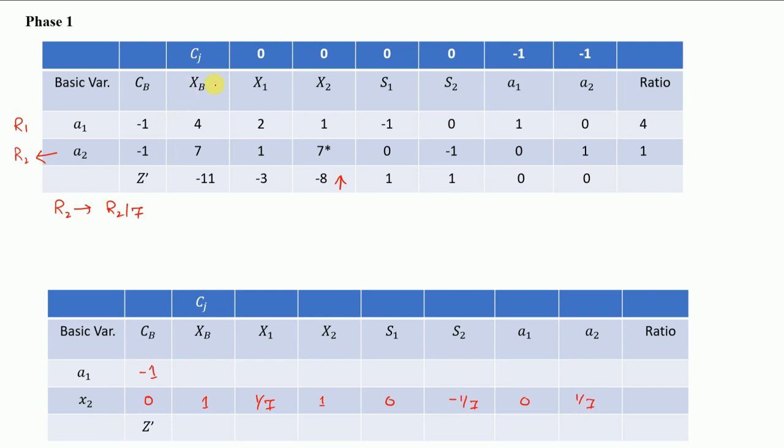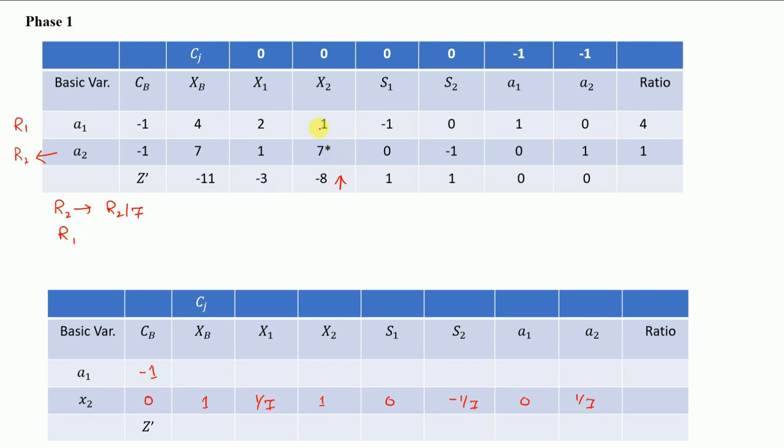Now for R1. So R1, this is 1 and this is 7. It means we have to first divide it by 7, and if you divide it by 7, this will become 1.